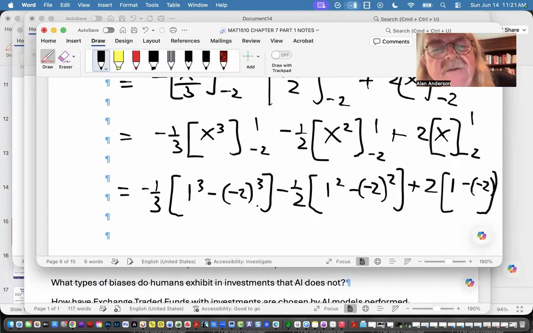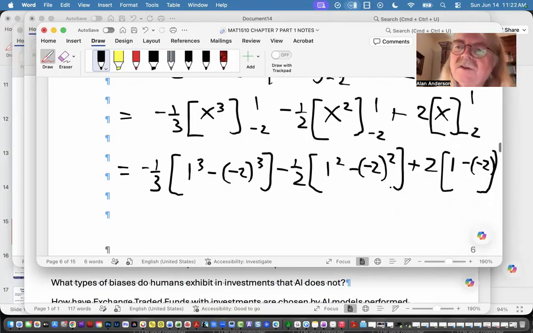Okay, so you've got to be careful here. There are so many opportunities to make mistakes, especially with signs. Just keep in mind, we factor out the constant. Because this is x cubed, what you're actually solving for is 1 cubed minus 2 cubed. In this case, it's minus a half times 1 squared minus 2 squared. And then down at the end here, we have 2 times 1 minus 2. So there's a lot of negatives in there. So keep your eyes open.